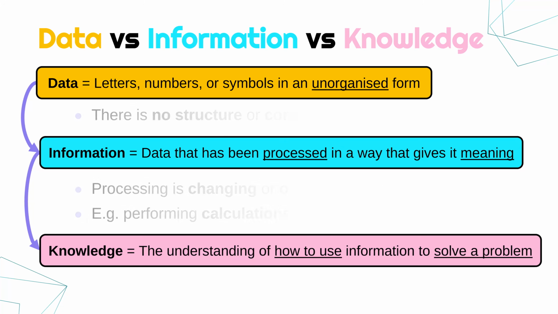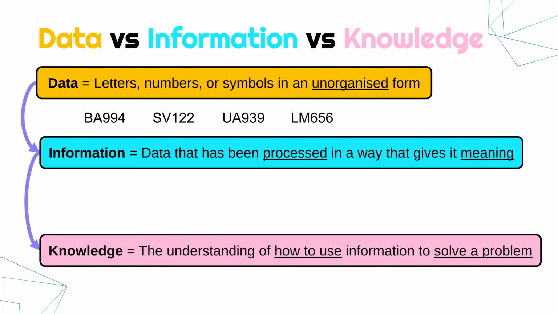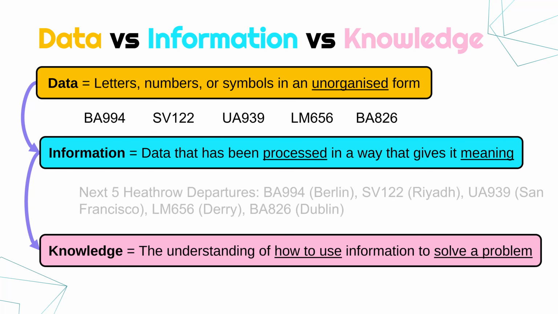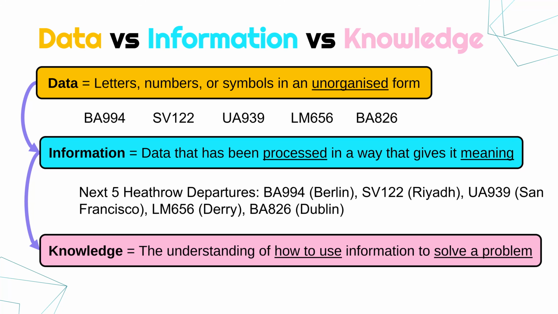To give you an example, if I just gave you some random letters, numbers, and symbols like these, that on its own is just data, because you don't really know what that is. There's no context, no background, no clarity on what those represent. You may be able to guess, but you don't know for sure. However, if I do a bit of processing, add some labels, do some organization, and look up what these actually mean, I might present something like this.